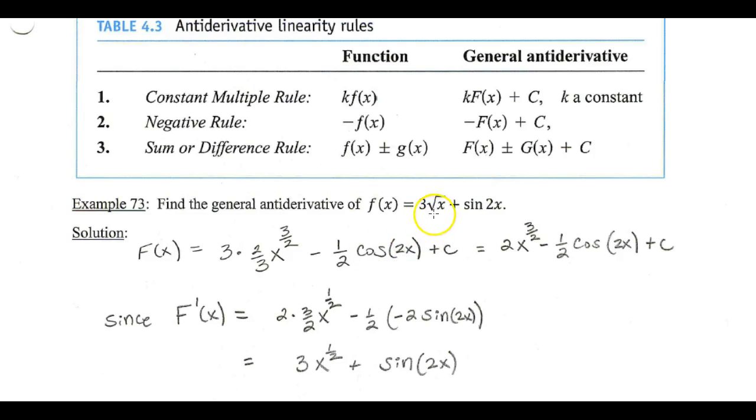Now the antiderivative of x to the 1/2, you add 1, so 1/2 plus 1 is 3/2, divided by 3/2 is the same thing as multiplying by 2/3. So it's 3 times 2/3 x to the 3/2.